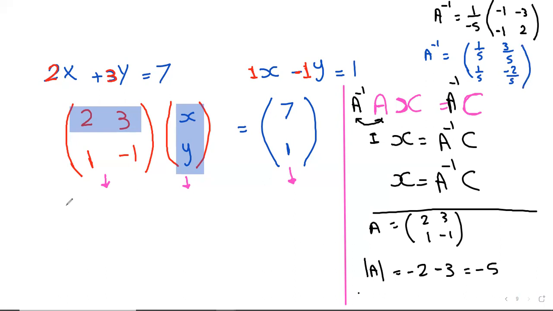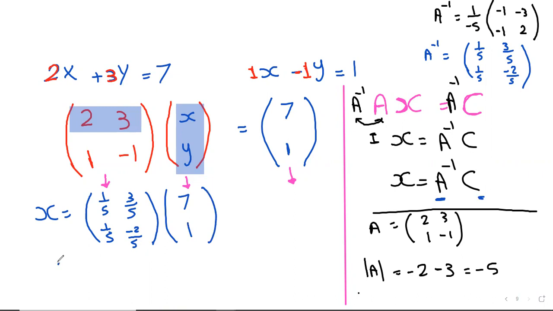Okay, then write X equals A to the power of negative 1, it's 1 over 5, 3 over 5, 1 over 5, and negative 2 over 5, multiplied by this matrix C, 7 and 1. So X equals 1 over 5 times 7, it's 7 over 5. 3 over 5 times 1, it's 3 over 5. Then here 1 over 5 times 7, it's 7 over 5, and negative 2 over 5 times 1, it's negative 2 over 5.